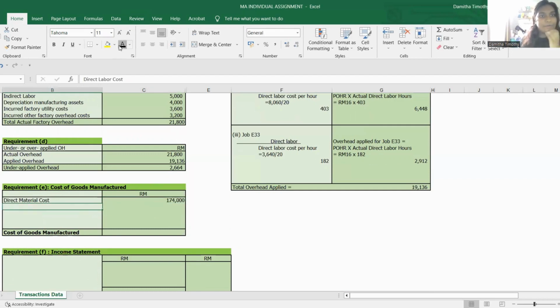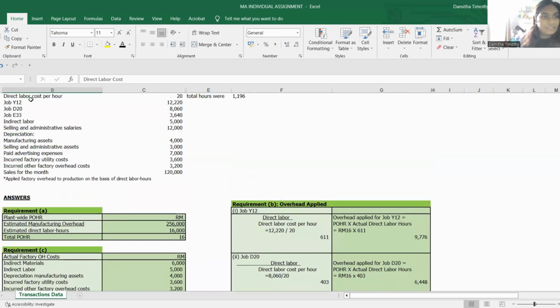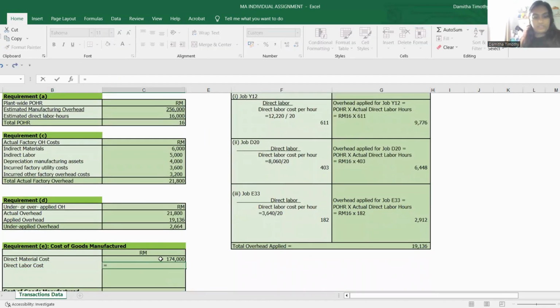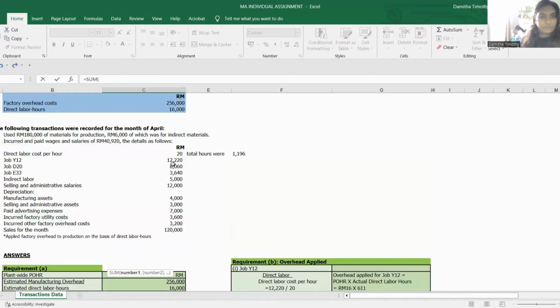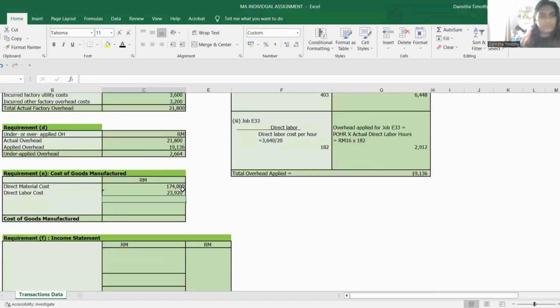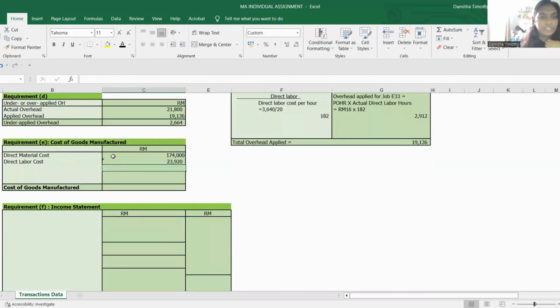So next is direct labor cost. Direct labor cost we will find by summing up all these three jobs. So to find the value here, we have to add all the values. So when we sum all the values here, we get 23,920. So next we'll move to the manufacturing overhead costs.